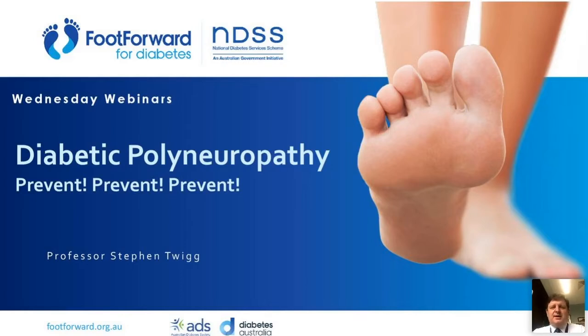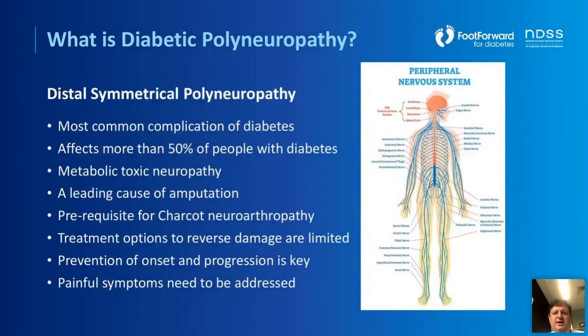Now, this first webinar today is focused on the neuropathy, nerve damage that occurs quite commonly in diabetes. And deliberately, I've put as a subheading, prevent, prevent, prevent. And I think that'll become increasingly clear during this presentation. If we go on to the next slide, we actually had a couple of webinar questions we were going to put up the front, but I'll just mention those as we go through.